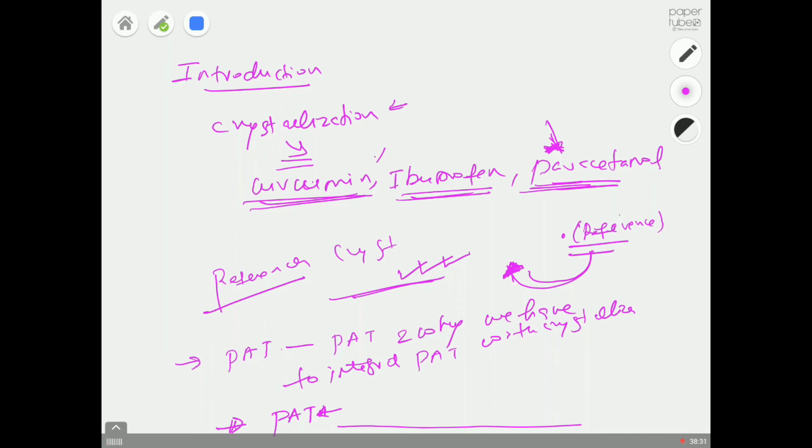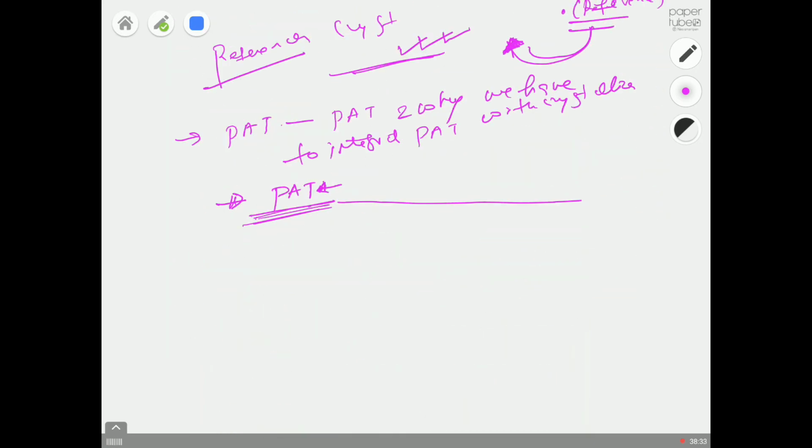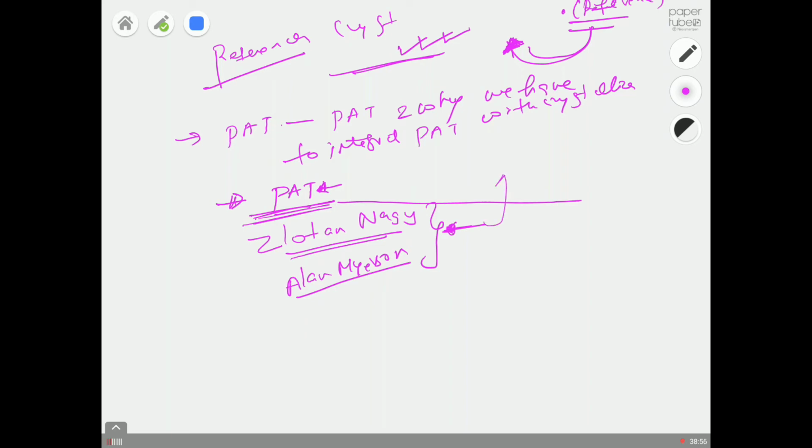It's very easy to find. This part is very easy to find. If you're really struggling, just put some Zoltan Nagy, he's a professor from Purdue, and Allan Myerson, he's a professor from MIT. If you just put these names, you will get their papers. So you can have a look, and then try to add some introduction about where PAT is applied and so on. And then you go to the experimental part.